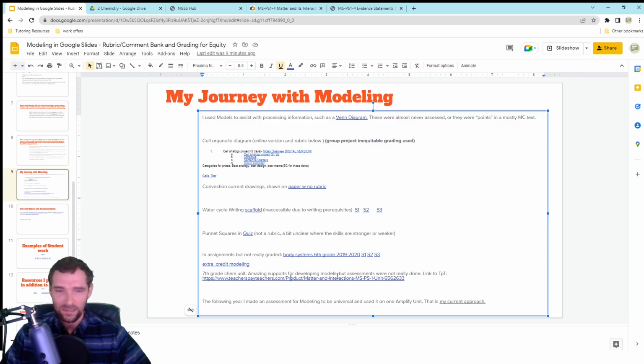But then in the following fall, I used Amplify, and I used what I learned there to inform my current approach. Because I knew that I was getting the class supports around the modeling, and I knew what I wanted with these molecular models, but I was having a really hard time figuring out how to assess that and do that fairly, right? So I'll show you how I figured it out in the next bit.